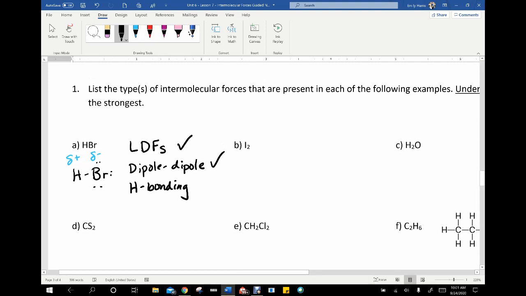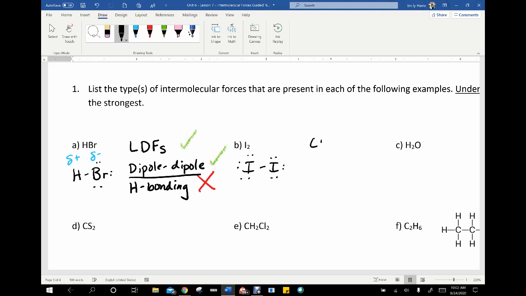Now let's check on hydrogen bonding. What we need is a hydrogen directly attached to fluorine, oxygen, or nitrogen. Here, hydrogen is attached to bromine, so no, this molecule does not participate in hydrogen bonding. So it does have LDFs and dipole-dipole forces, but no hydrogen bonding. Out of the two forces that it has, dipole-dipole forces are the strongest. All right, let's go to our next molecule, which is I2.